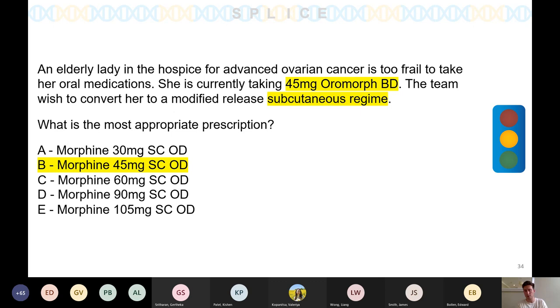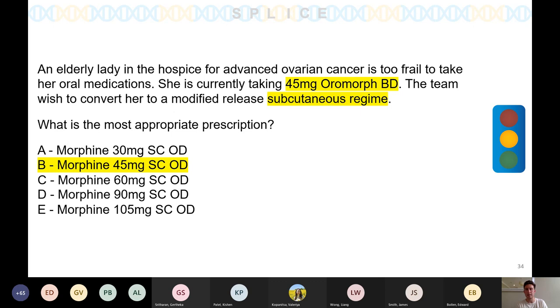What I've done here is again tried to add in that sometimes they'll put the total dose BD or TD or 4 hourly or something. So you have to do a little bit of math sometimes to work out. So don't get caught out by different doses at different times. Work out the total dose that you need in your day and then fit that into your regime.